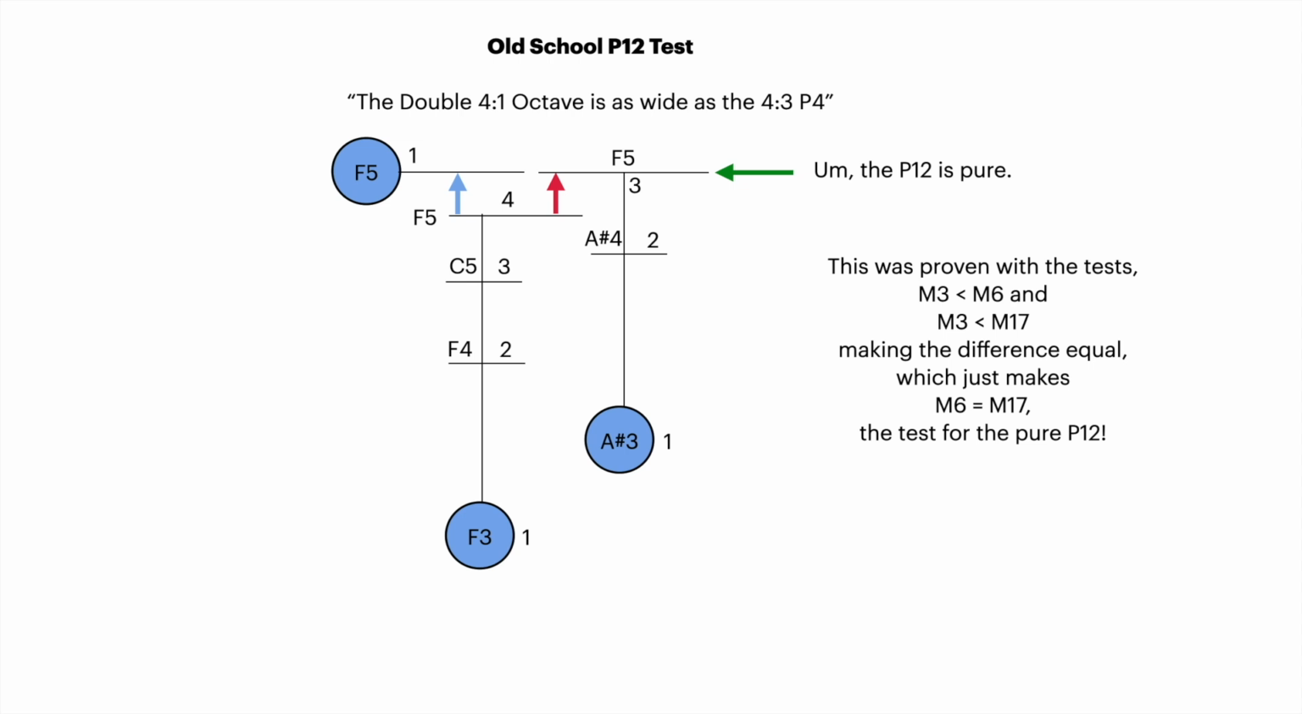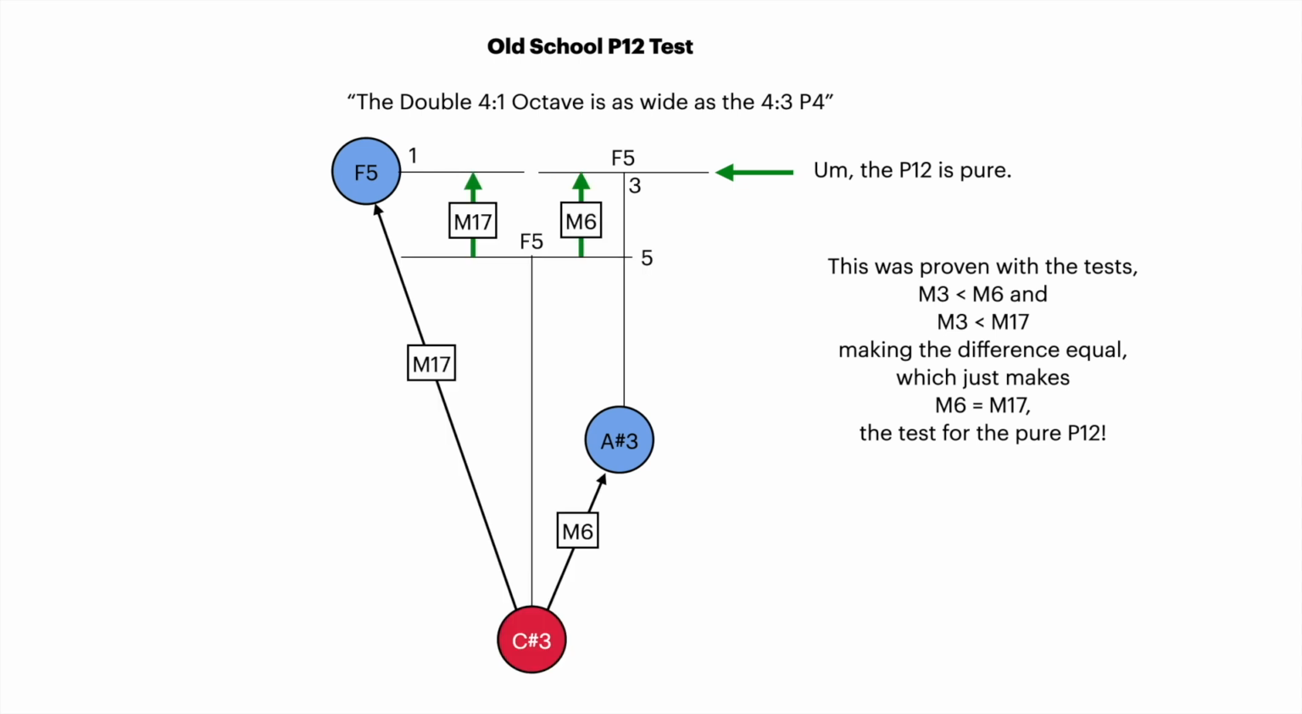This was proven with the tests: major third slower than major sixth, that proves the wide fourth, and major third slower than the major 17th, proving the wide double octave. If the difference between those beat rates is the same in each case, that just makes the major sixth equal to the major 17th, the test for the pure 12th.